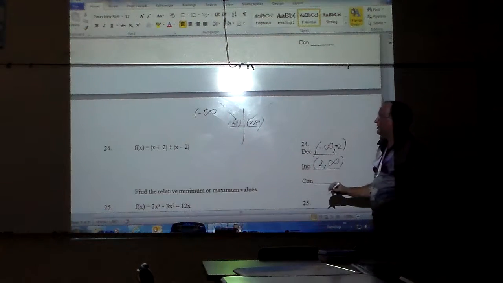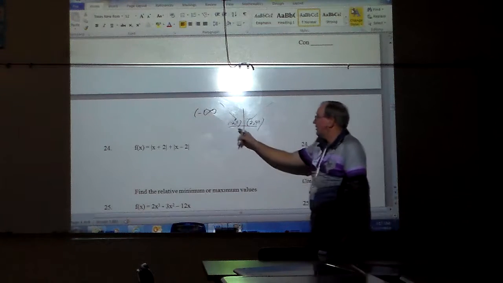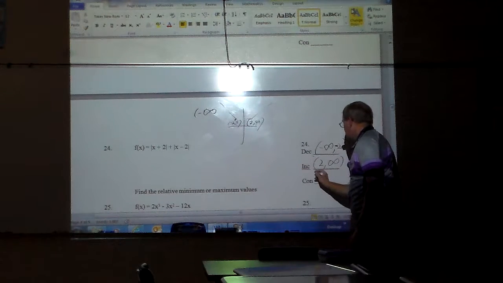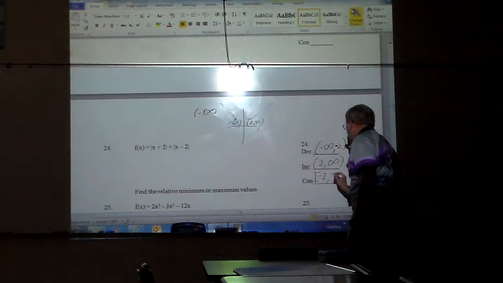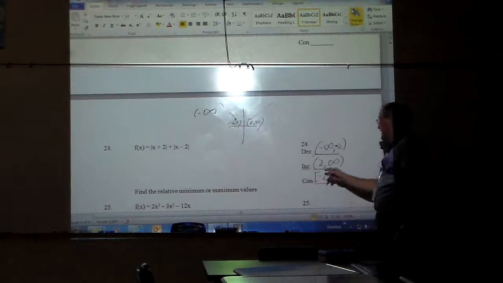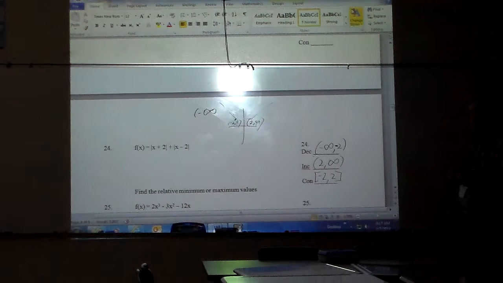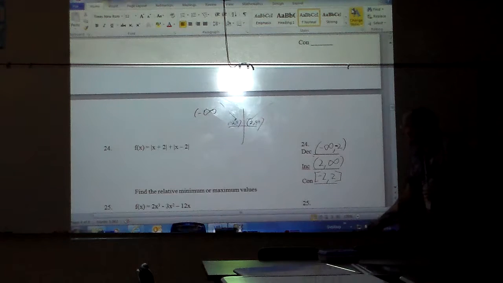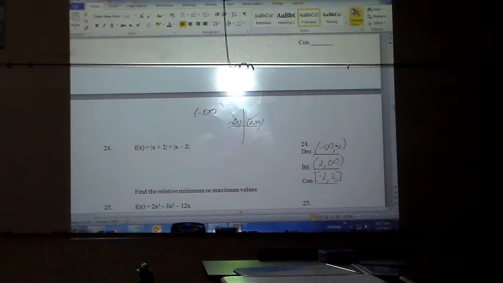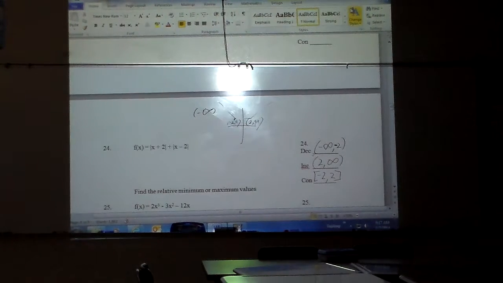But here's something different. It is constant. Where is it constant? From -2 to 2. And I'm going to put those in brackets because they were a constant, the same thing at -2. It was a constant value right there. So that would be one that is constant where it makes a straight line. Decreasing is where it's going down. Increasing is where it's going up. Remember, don't use the y values, only the x's.